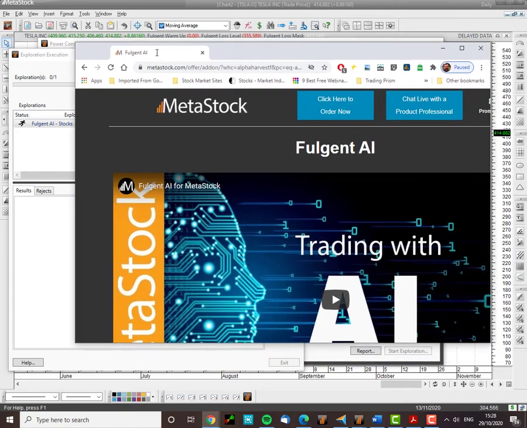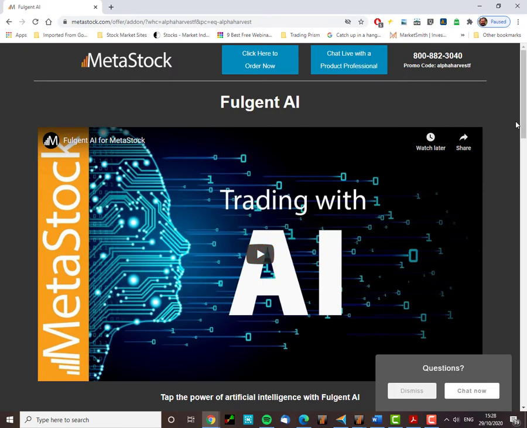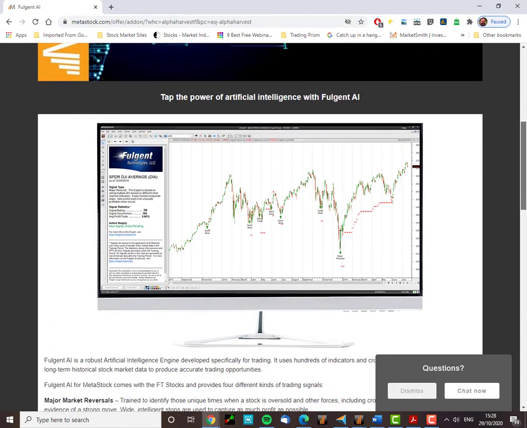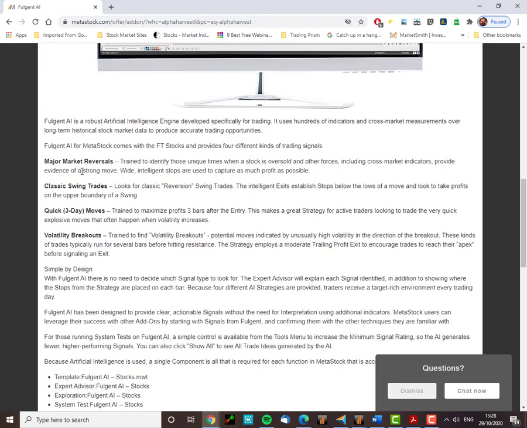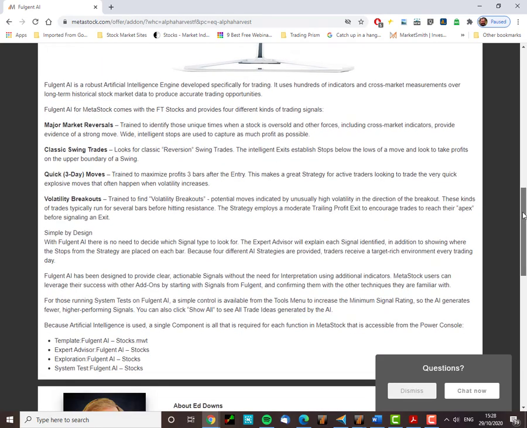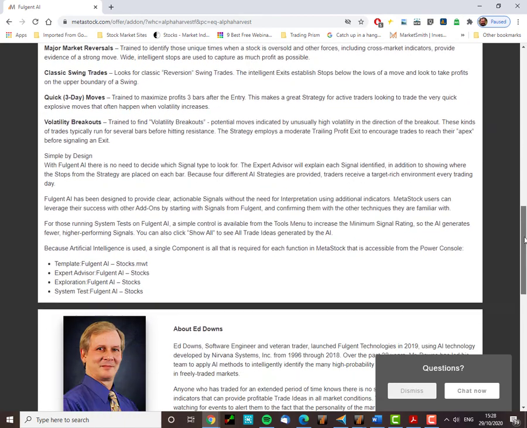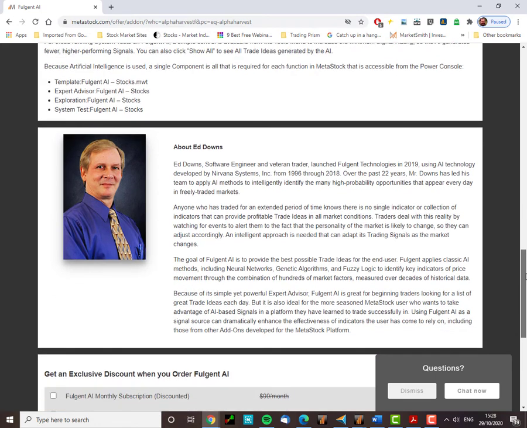Yeah, Fulgent AI, and you can scroll down and find a lot more information on the artificial intelligence engine that we're using. We're going to look for major market reversals, classic swing trades, quick 3-day moves, and volatility breakouts, and that's what the artificial intelligence expert advisor in Metastock does. Ed Downs is the man behind this AI invention, and he's been around AI and high probability trading for a very long time.